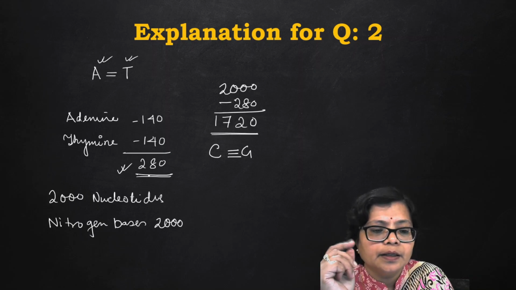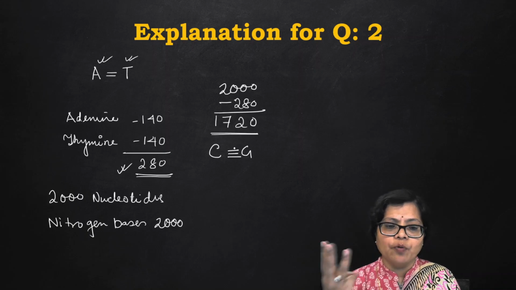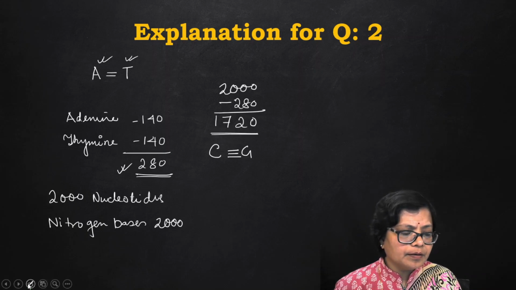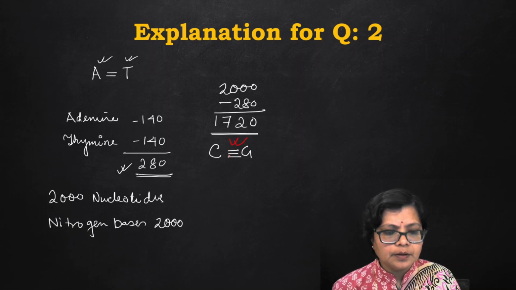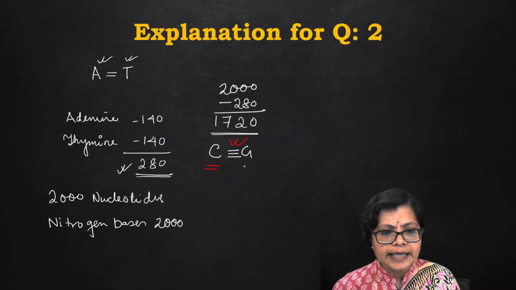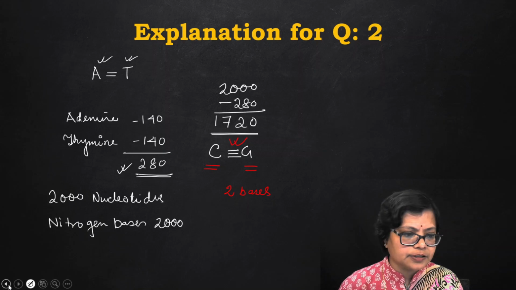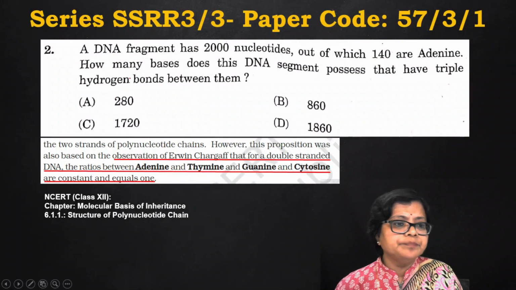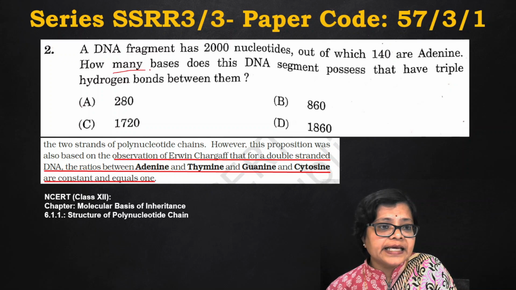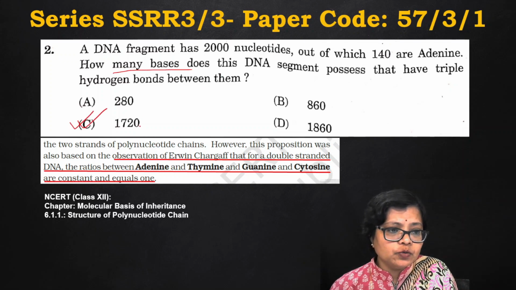See here, for one triple hydrogen bond, how many nitrogen bases are involved? C and G, that is 2 nitrogen bases are involved. 2 bases are involved for one triple hydrogen bond. A pair is not asked in the question. Here you see how many bases, not the base pair. So the answer will be 1720.